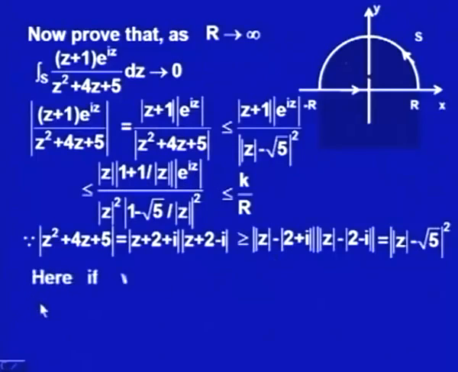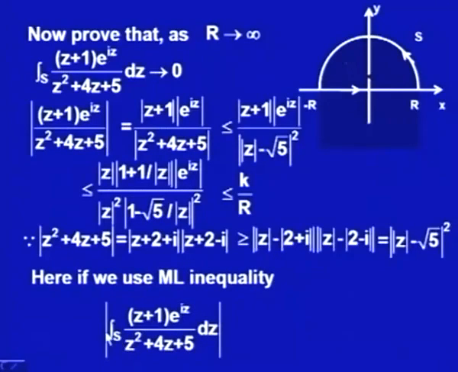Now, if I use this ML inequality over here, I would get the absolute value of the integral along this semicircle S of (z plus 1) e to the power iz upon (z square plus 4z plus 5) dz, because the bound is k upon r, this is M, and L is the length of this semicircle, which is pi r. So, what we would be getting is less than or equal to k upon r into pi r, which is again a constant. So, this constant bound is not depending upon r, and we cannot guarantee that this would approach 0.